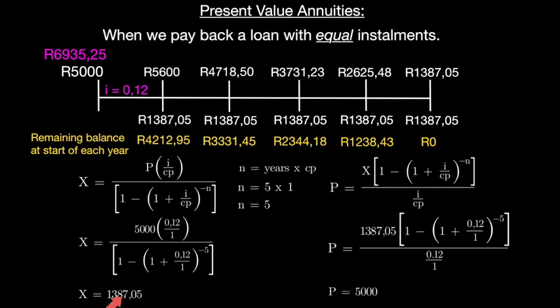Okay, so that is our equal payment, that is our purchase price, and if we want to know the purchase price including interest, we're simply going to take this equal payment and multiply it by 5, and we will get this amount, 6,935 Rand and 25 cents, which is the purchase price including the interest over 5 years. Let's go look at an example.